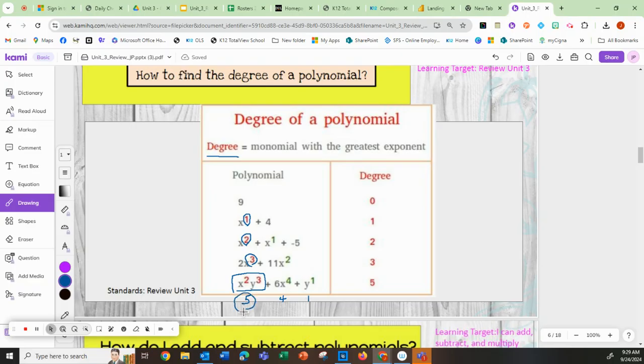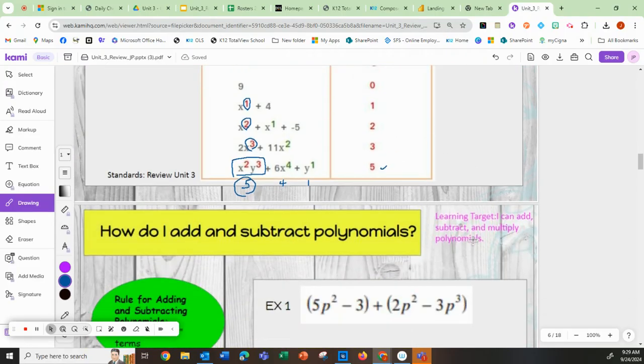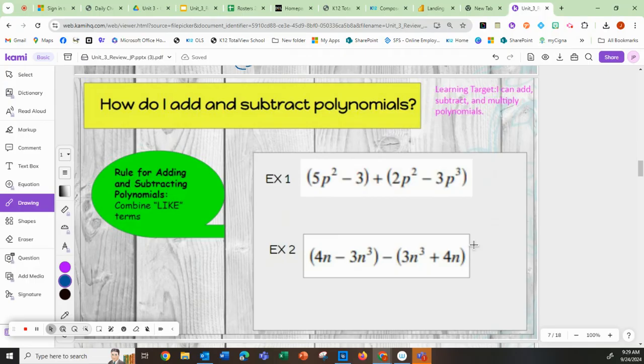So 5 is the overall highest, and 5 would be the degree of the whole entire polynomial. So that slide's just explaining how to find the degree of a polynomial. In this Unit 3, we learned how to add, subtract, and multiply polynomials, and we also learned how to factor.